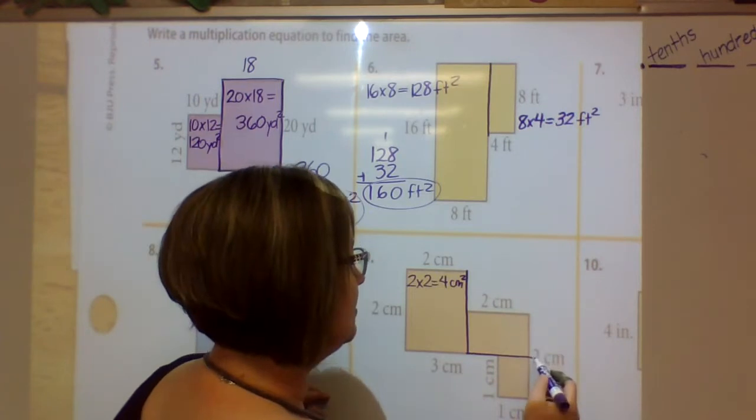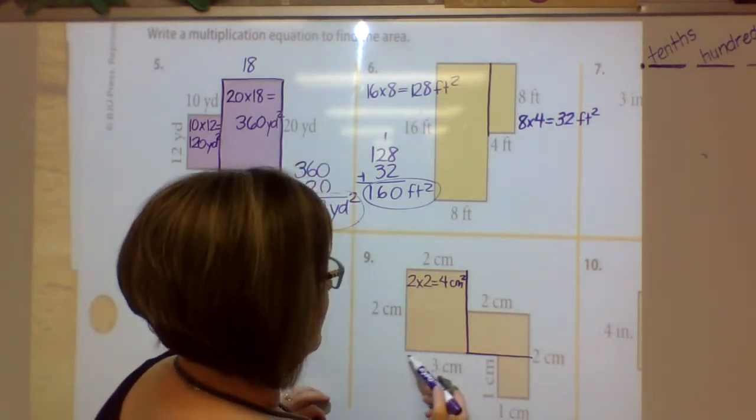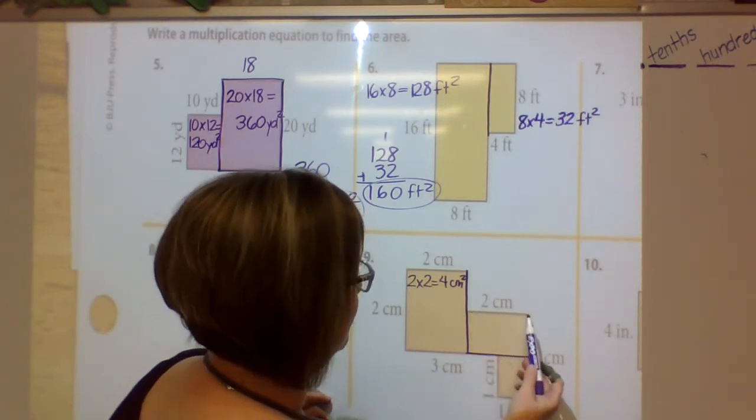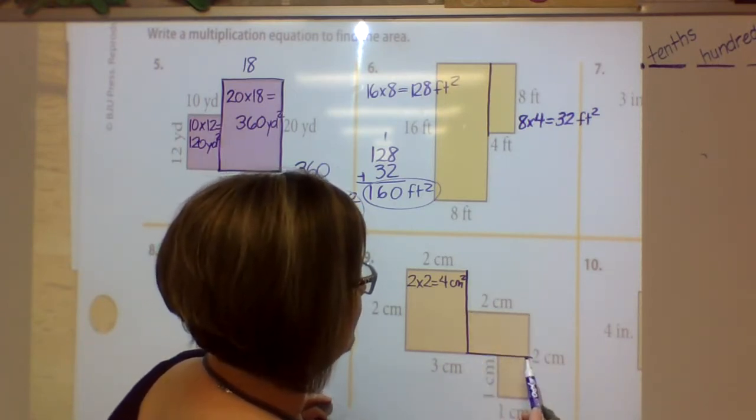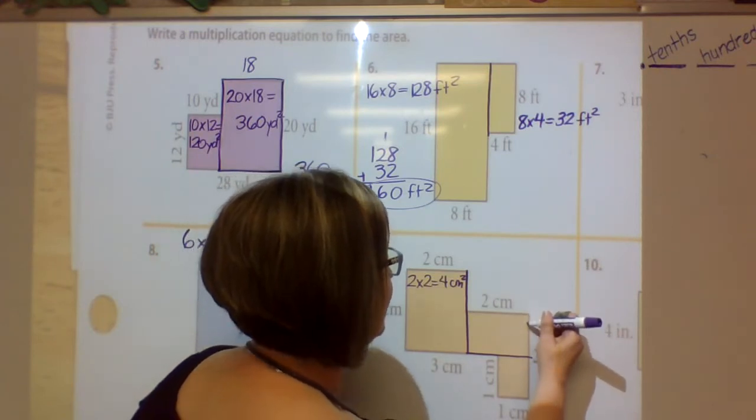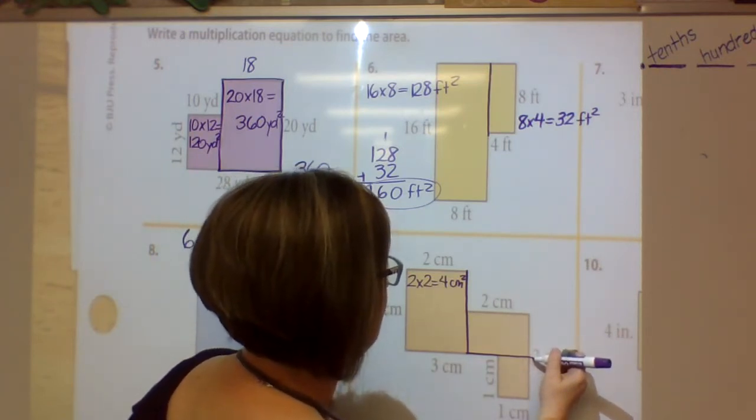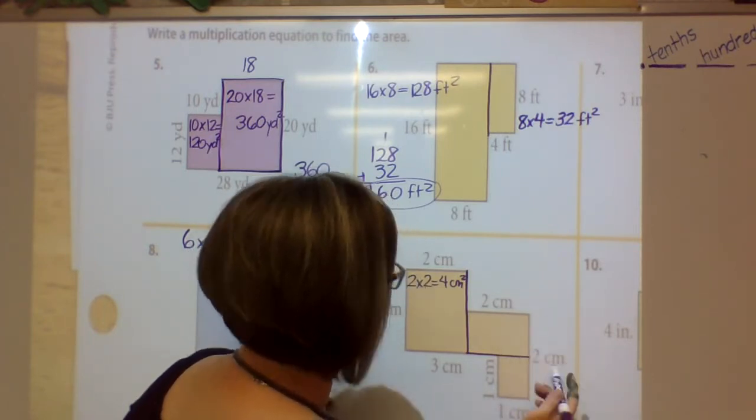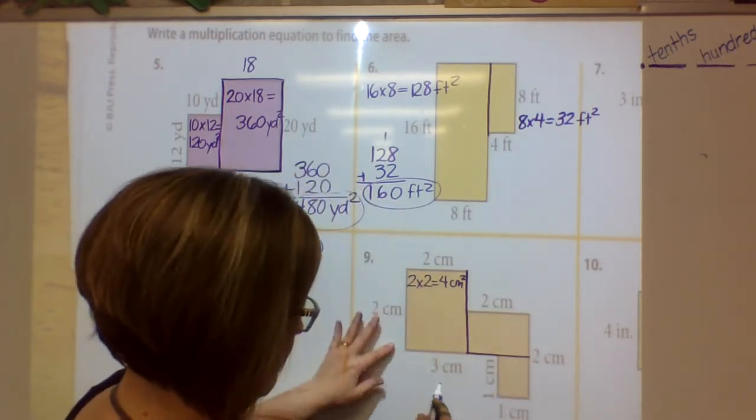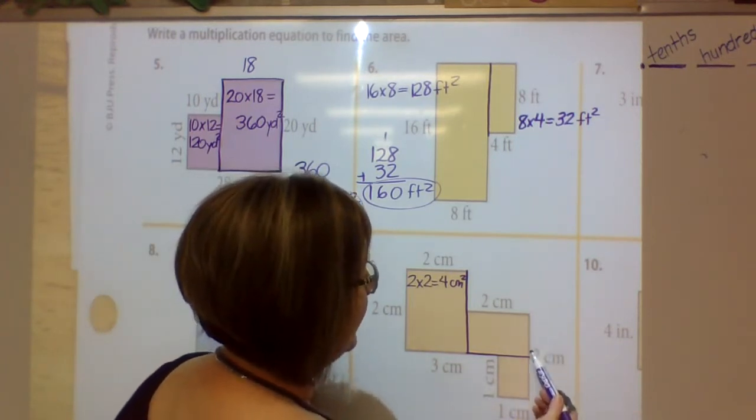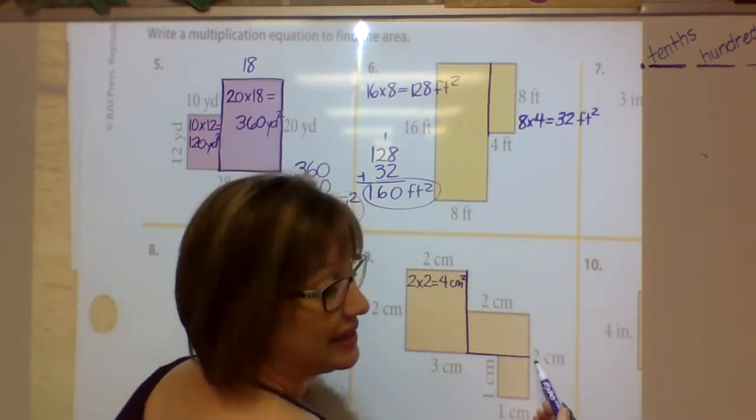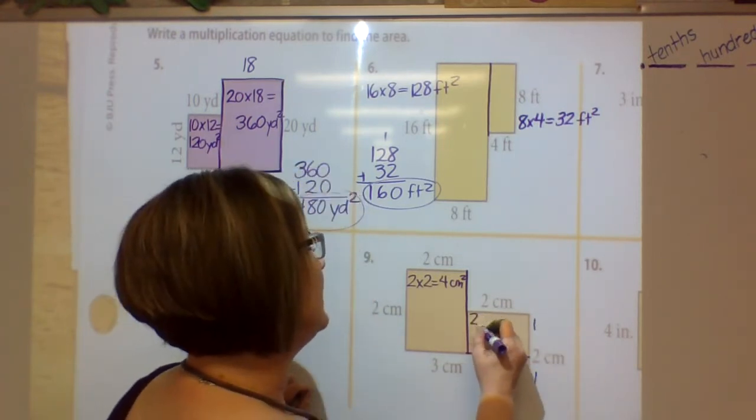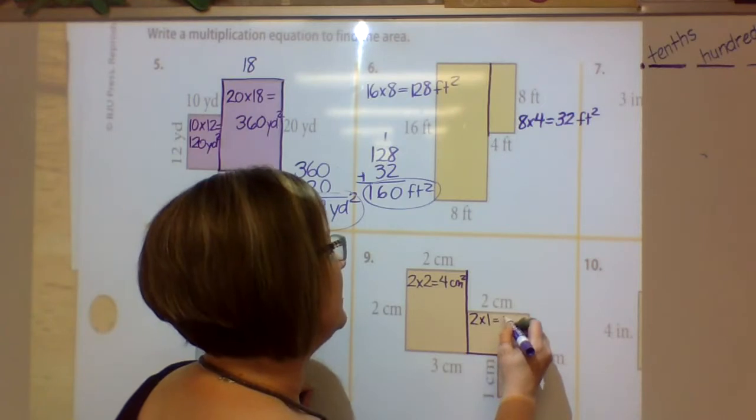Okay, this one's 2. Uh-oh, wait. Okay, this one is 2, and that one's 2, but we don't know what this one is. Okay, but we know this is 2, and this over here is 2, and it's just half of that, so what would that one be? 1. So each one of those is 1. So we say 2 times 1 centimeter equals 2 centimeters.